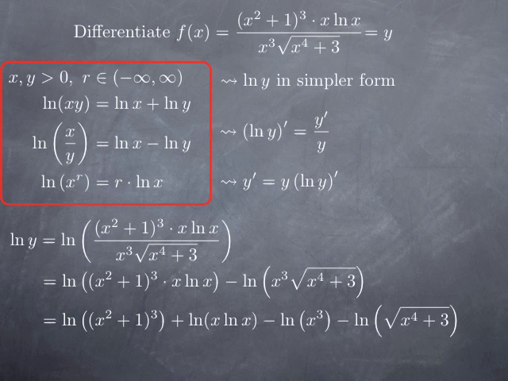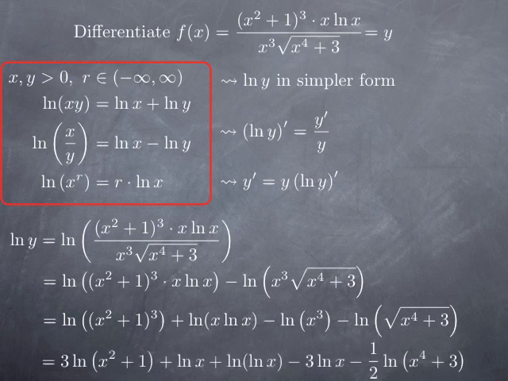Now, for the log of x ln x, we can again use the laws for the log of a product. It's ln of x plus log of ln of x. And then we can pull out exponents: the exponent 3 in the first term, exponent 3 in the third term, and exponent 1/2 in the last term, because the square root is simply power 1/2. So applying that, we obtain 3 ln of (x squared plus 1) plus ln of x plus ln of ln x minus 3 ln of x minus 1/2 ln of (x to the fourth plus 3).